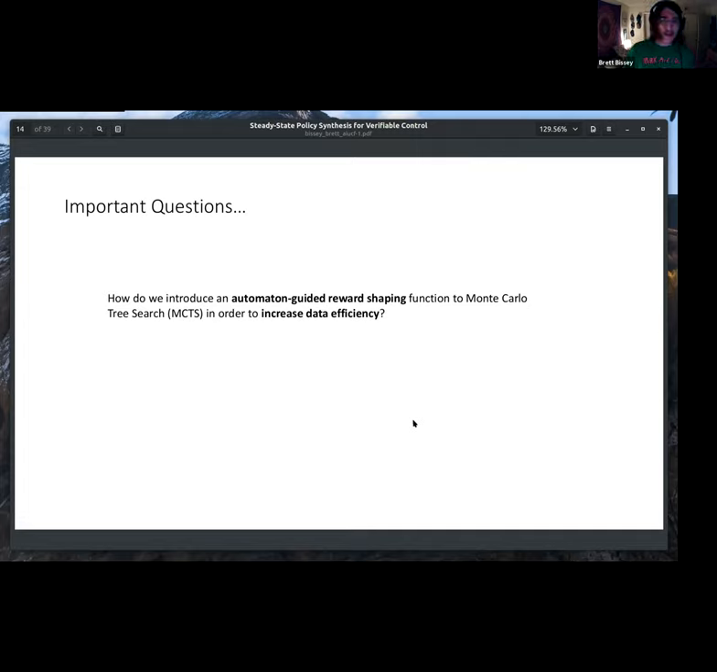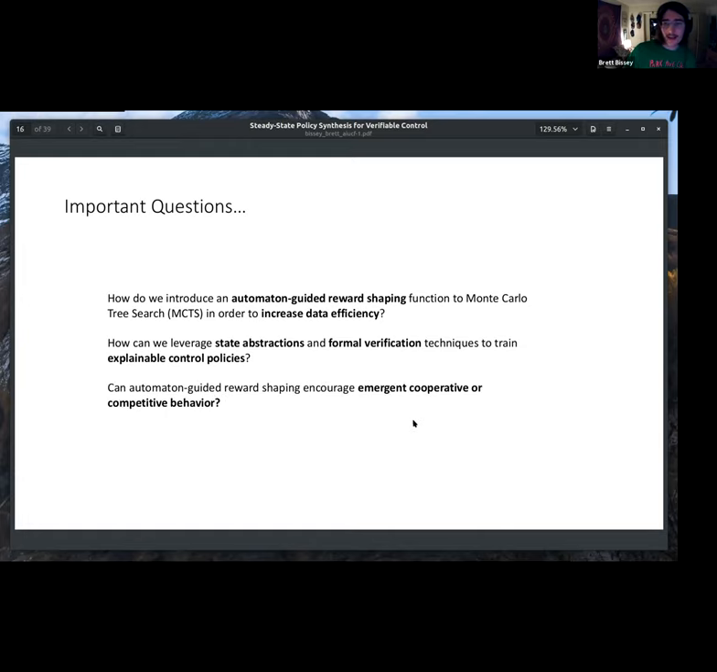So the important questions of our research are: how do we introduce an automaton-guided reward shaping function within Monte Carlo tree search in order to increase data efficiency? How can we leverage state abstractions and formal verification techniques to train explainable control policies? And can automaton-guided reward shaping encourage emergent cooperative or competitive behavior in a multi-agent setting?